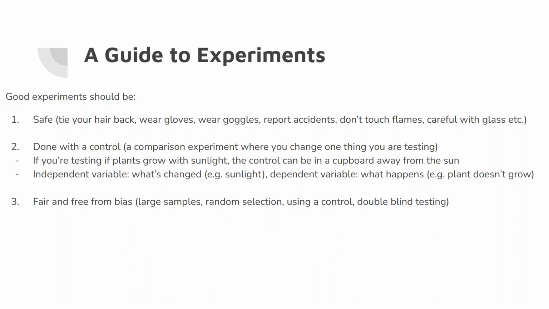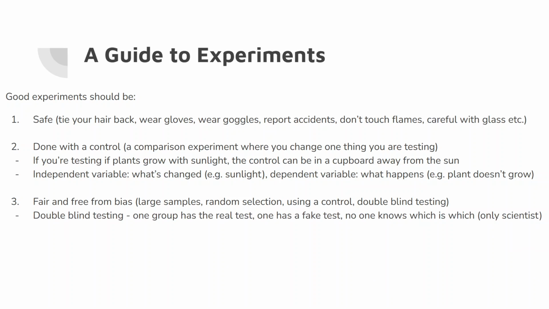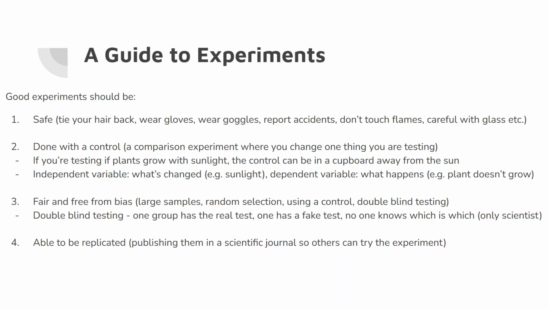It should also be fair and free from bias. So if you're interviewing people, if you're doing an experiment on people, have a large sample, select from a lot of people, select randomly, pull names out of a hat, obviously use a control experiment, and do double blind testing. Double blind testing is especially used when you're doing drugs and painkillers and stuff like that. You give one group the real test and one group the fake test, and no one actually knows which one is real and which one is fake. Only the scientist experimenter knows.